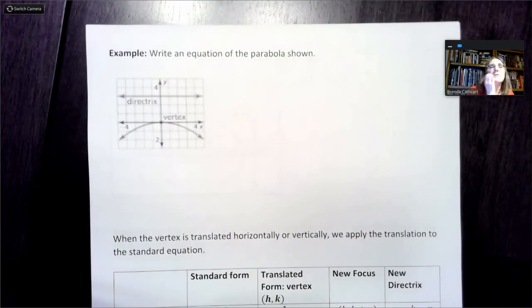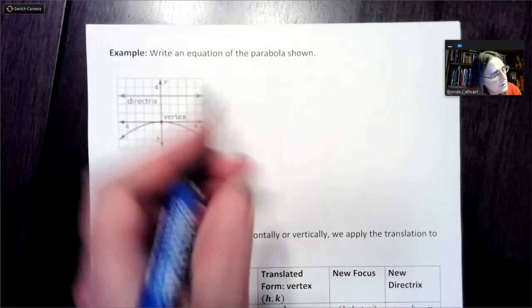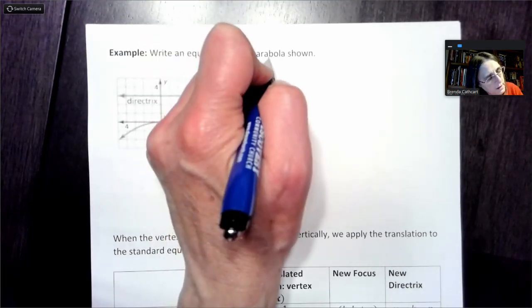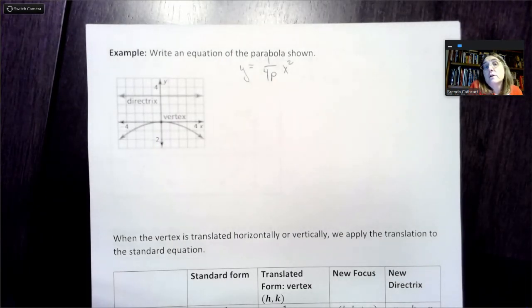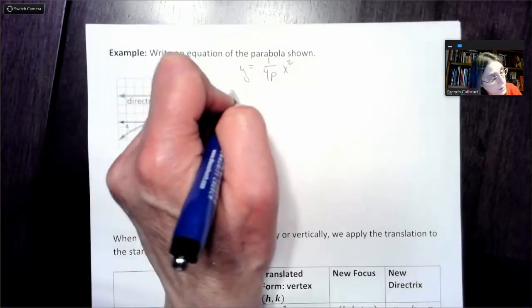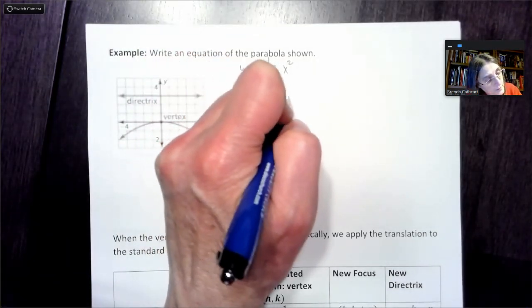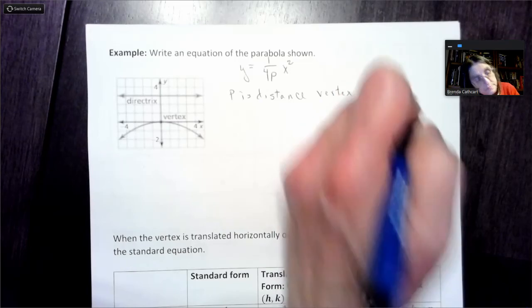Let's take a look at another example. In this case, we have a parabola and we want to come up with the equation. This is a parabola that's opening in the vertical direction. It's opening down. Since it's in the vertical direction, it's in the form y equals 1 over 4p x squared. So in order to get the equation, all we need to do is find what p is. Remember, p is our distance between our focus and our vertex, but also p is the distance between the vertex and the directrix.